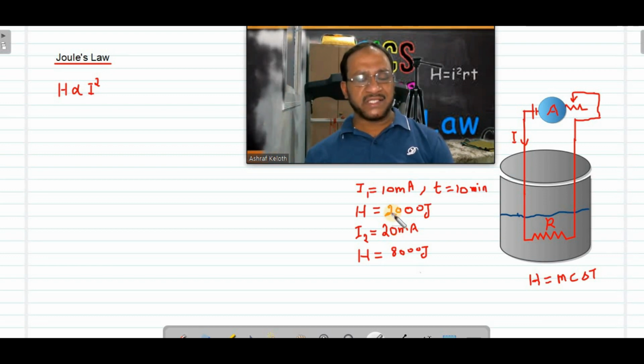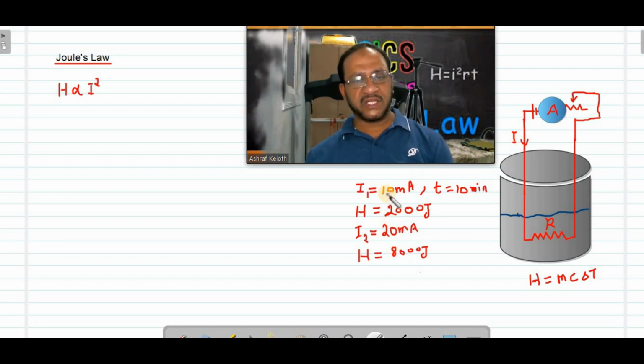I am increasing the current 3 times. Instead of 10 milliampere, I am making it 30 milliampere. How many times will the heat energy increase? If the current is tripled, it is proportional to I square, as already written here. So if current is 3 times, the heat energy will be 3 square. What is 3 square? 9 times heat energy will increase. 2000 into 9 is 18,000. Got it?